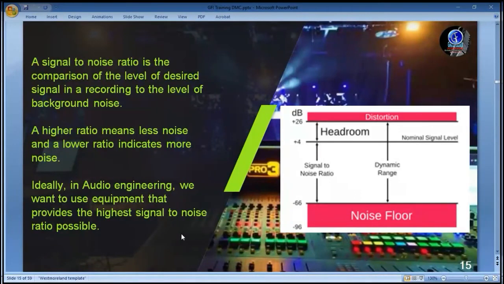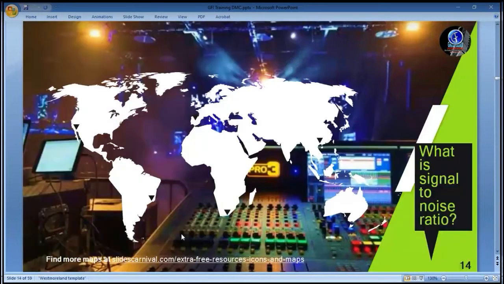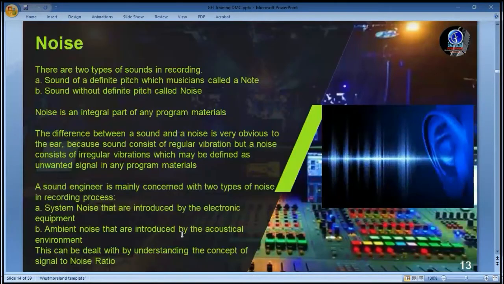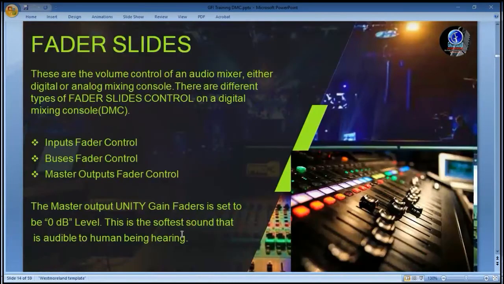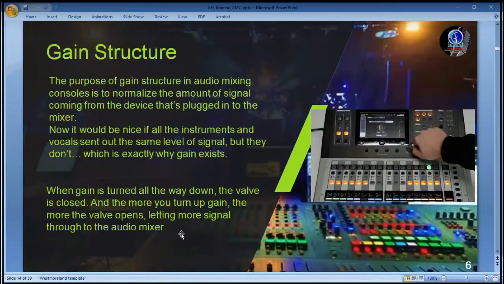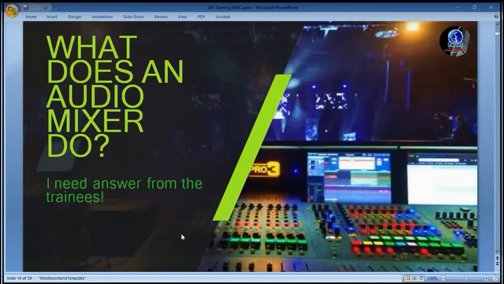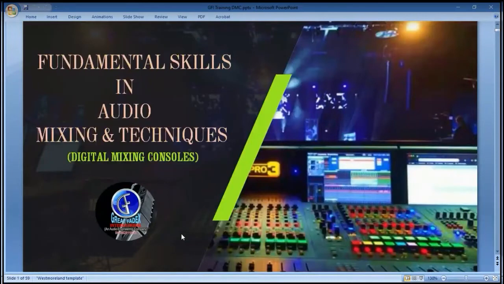I would like us to throw open the questions. So it's question time now. If you have any question, this is the time to come up and let's talk about it. The floor is open for questions now.